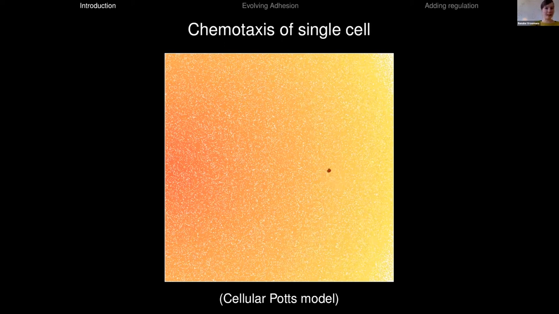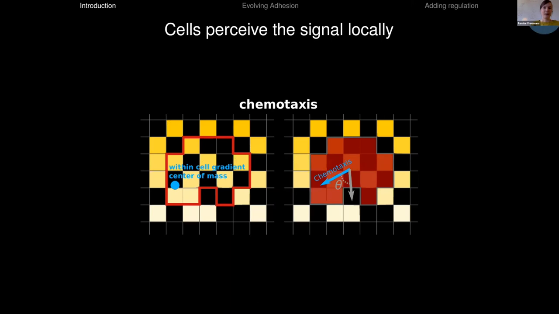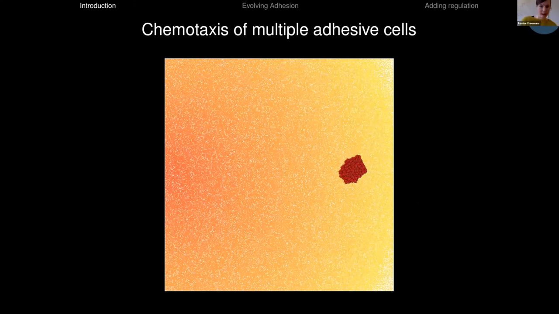So why is that? Well, this cell perceives the signal, but it perceives this only locally. And it's a small cell and the gradient is very shallow and noisy. So for the cell at each individual time point, it's really unclear where the peak actually is. So this whole gradient that we can see so clearly from a distance might as well not really exist for this cell. But what happens now if we have a bunch of these cells sticking together?